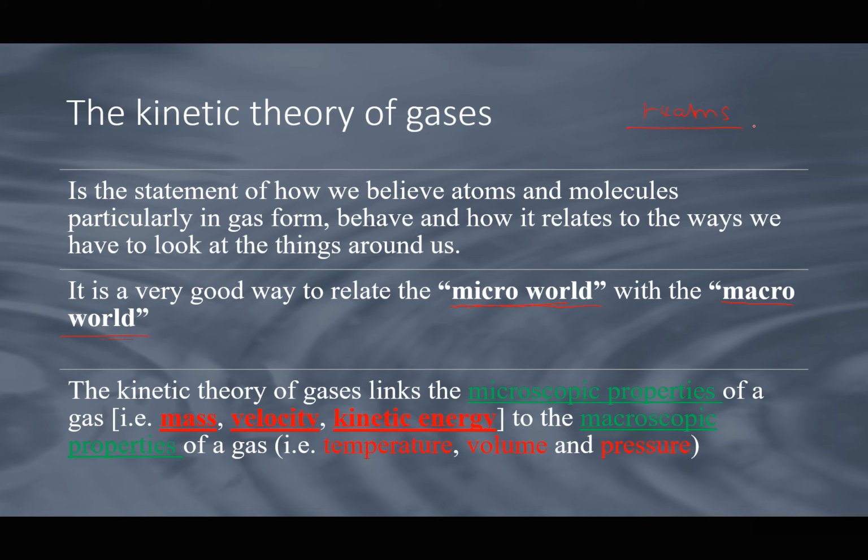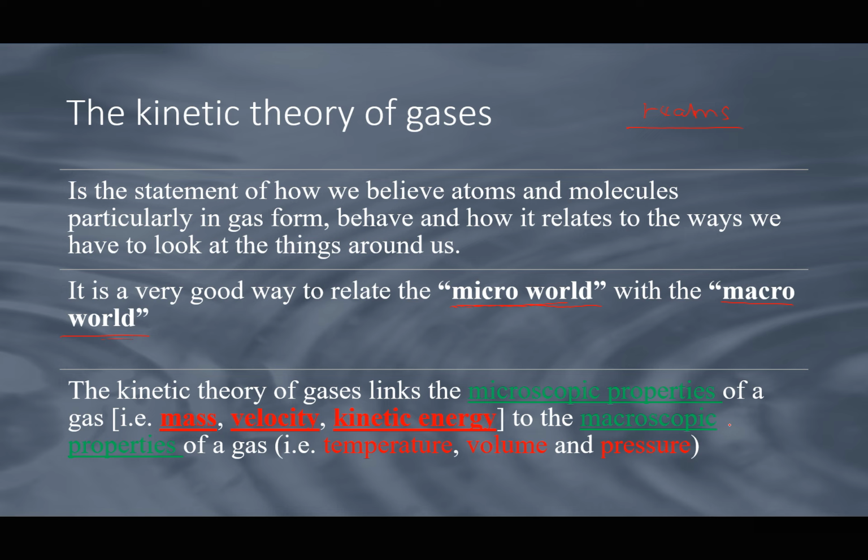The unit kilogram for mass was too big because the realms we were talking about were very small at nuclear level. So similarly here in the micro world, the quantities, mass of a molecule or mass of an atom of a gas, its speed or its kinetic energy are very small quantities. But in the kinetic theory, we are going to be able to link the large quantities, which are the macroscopic properties of temperature, volume, and pressure, to the small quantities, that is the mass, velocity, and kinetic energy.